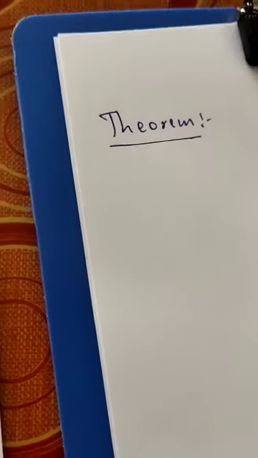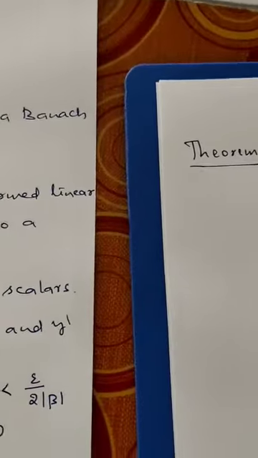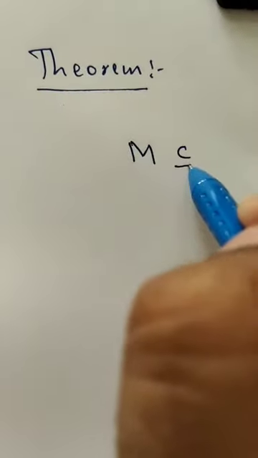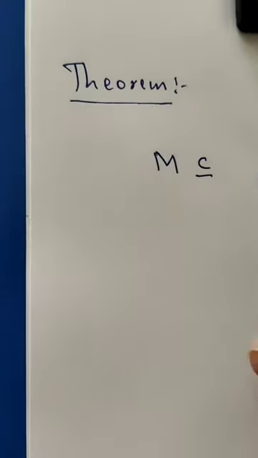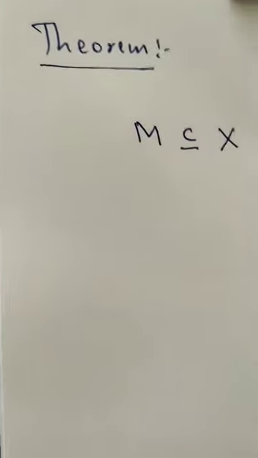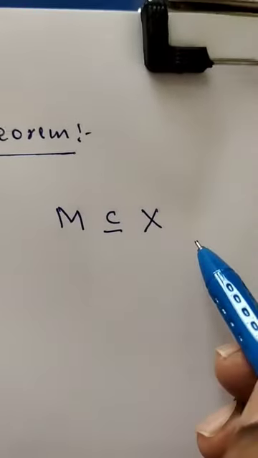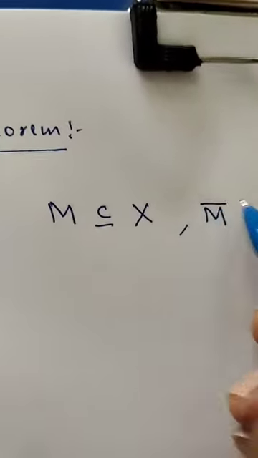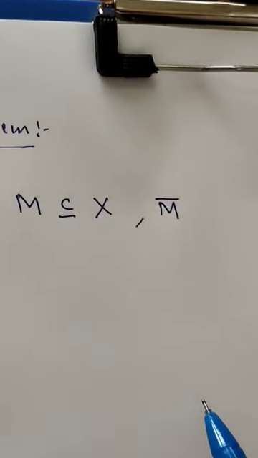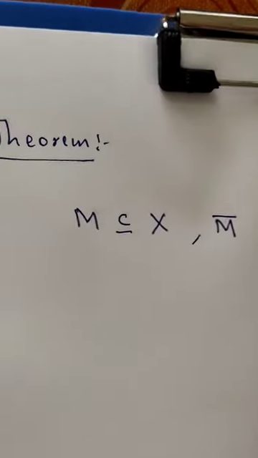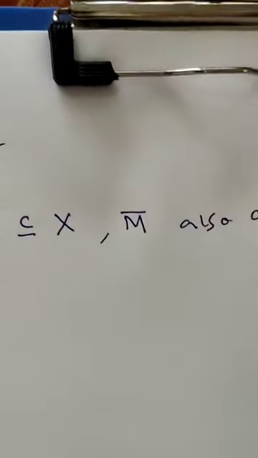Okay. Now, let us look at another example. Suppose M is any linear subspace of a normed linear space or Banach space X. If M is a linear subspace of a normed linear space X, then the closure of M is also a subspace of X. We need to show the closure of M is also a subspace of X.